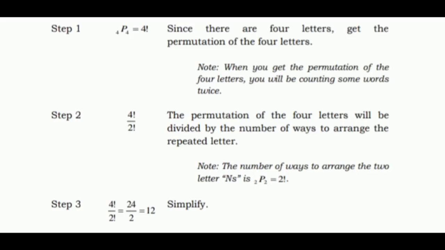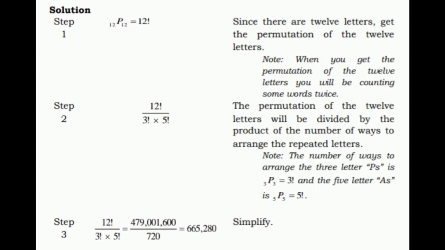Now, have you ever wondered how many ways the letters in the word noon can be arranged? Let's explain step by step. Since there are 4 letters, get the permutation of such letters. Note that when you get the permutation, you'll be counting some words twice. Next, the permutation of the 4 letters will be divided by the number of ways to arrange the repeated letter. Lastly, simplify. Therefore, there are 12 ways to arrange the letters of the word noon. To verify the answer, let us list down all the possible arrangements of the letters of the word noon and remove the repeated words. Now let us try another example.